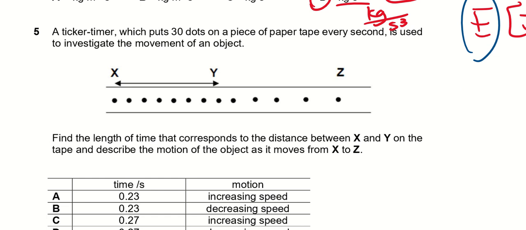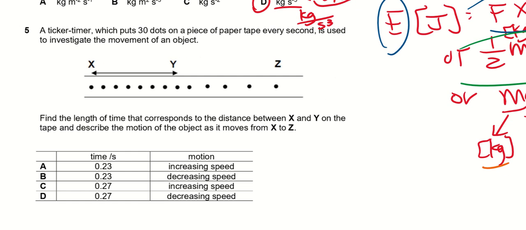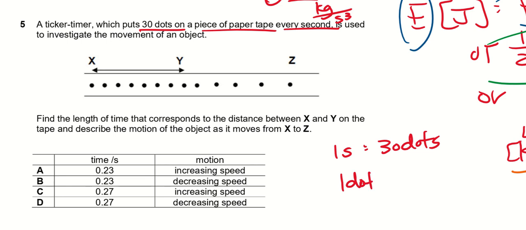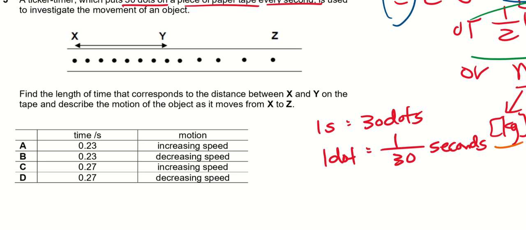Coming to question 5, it is a ticker tape timer. I don't know whether your teacher has shown it to you. It actually puts 30 dots on a piece of paper tape every second. That means in 1 second, it will make 30 dots, which means if I want to make 1 dot, I will need 1 over 30 seconds. So this is what it means. 1 over 30 is not going to be a pretty number if I multiply or divide by it, so I just leave it in fractions for now.